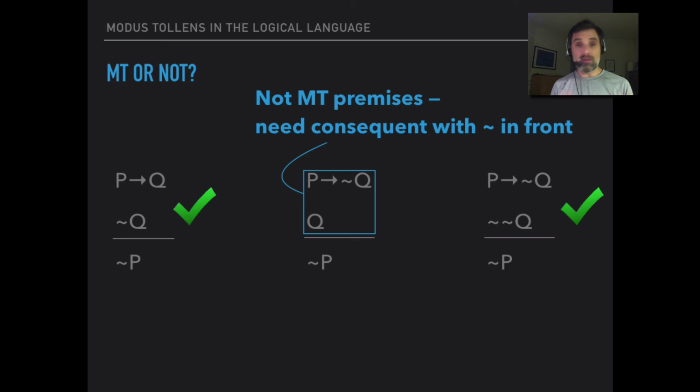And why not? Nothing fancy. It just doesn't look right. That's it. That's all. It just doesn't have the right form. Modus tollens says the negation of the consequent, meaning the consequent with negation on the front, and that's not what our second premise is. So it's just not modus tollens. That's all there is to it. Nothing special. We just need to be paying attention to what exactly modus tollens looks like, and does this look exactly like that, and it doesn't. So it's not modus tollens.